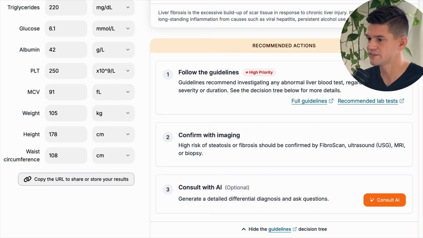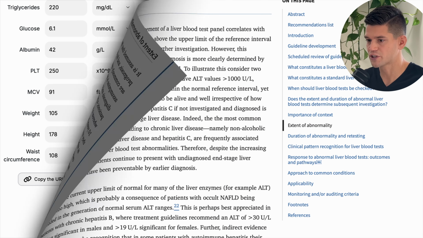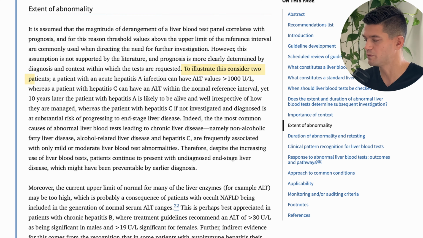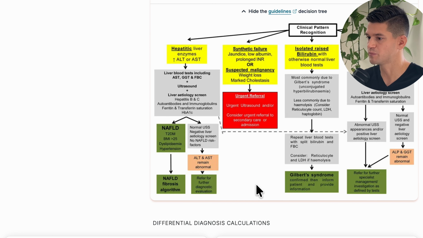But the guidelines acknowledge the issue with normal range cutoff with the following example of two patients. A patient with an acute hepatitis A who has a sky-high ALT, and a second patient with hepatitis C who has ALT still within the normal range. Yet, 10 years later, the first one is alive and well, while the second might already have end-stage liver disease. In case of abnormal tests, I also displayed the decision tree and a link to the full guidelines.